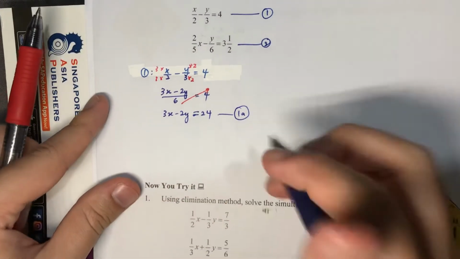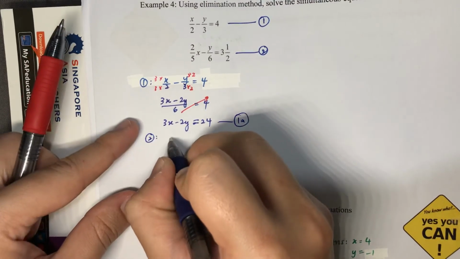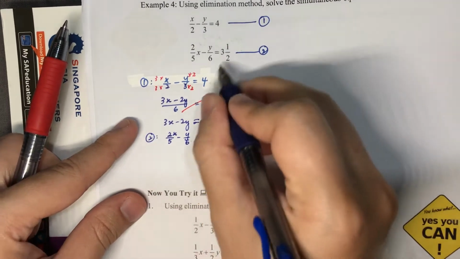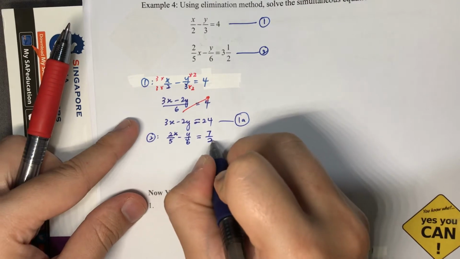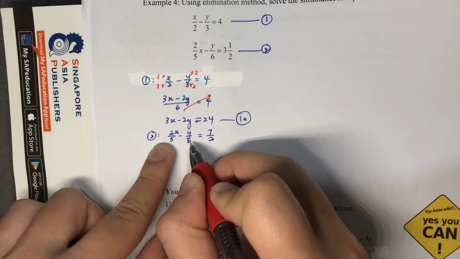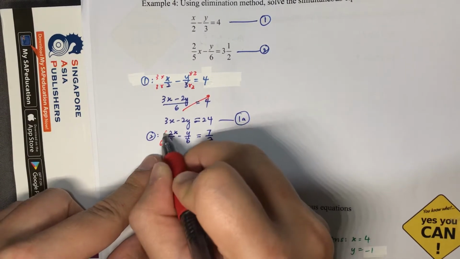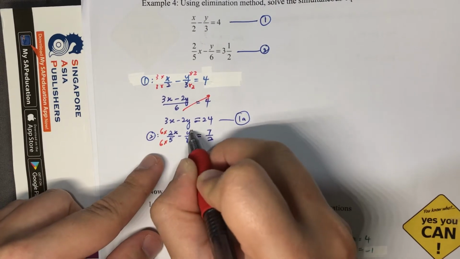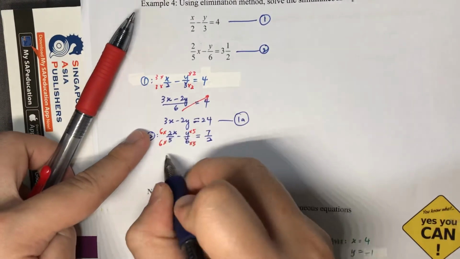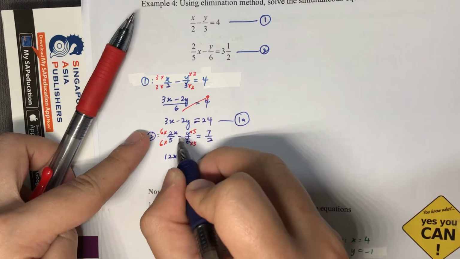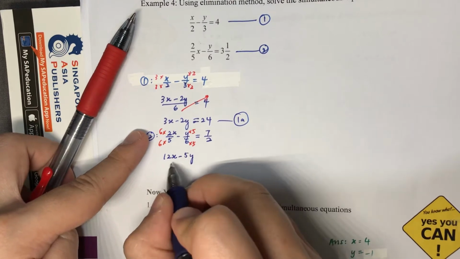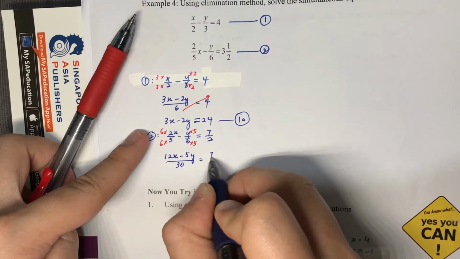Let me try the second one, from number 2. I have 2 over 5 x minus y over 6. Let me write this in improper fraction: 7 over 2, correct? Now, 5 and 6, what is my common denominator? 5 and 6, I can make it 30. So I have to times 6 and times 5 at the numerator and denominator. So 6 times 2x, 12x. 5 times y, minus, so minus 5y. Be careful of the minus sign. Now the common denominator, 6 times 5 is 30, equals to 7 over 2.